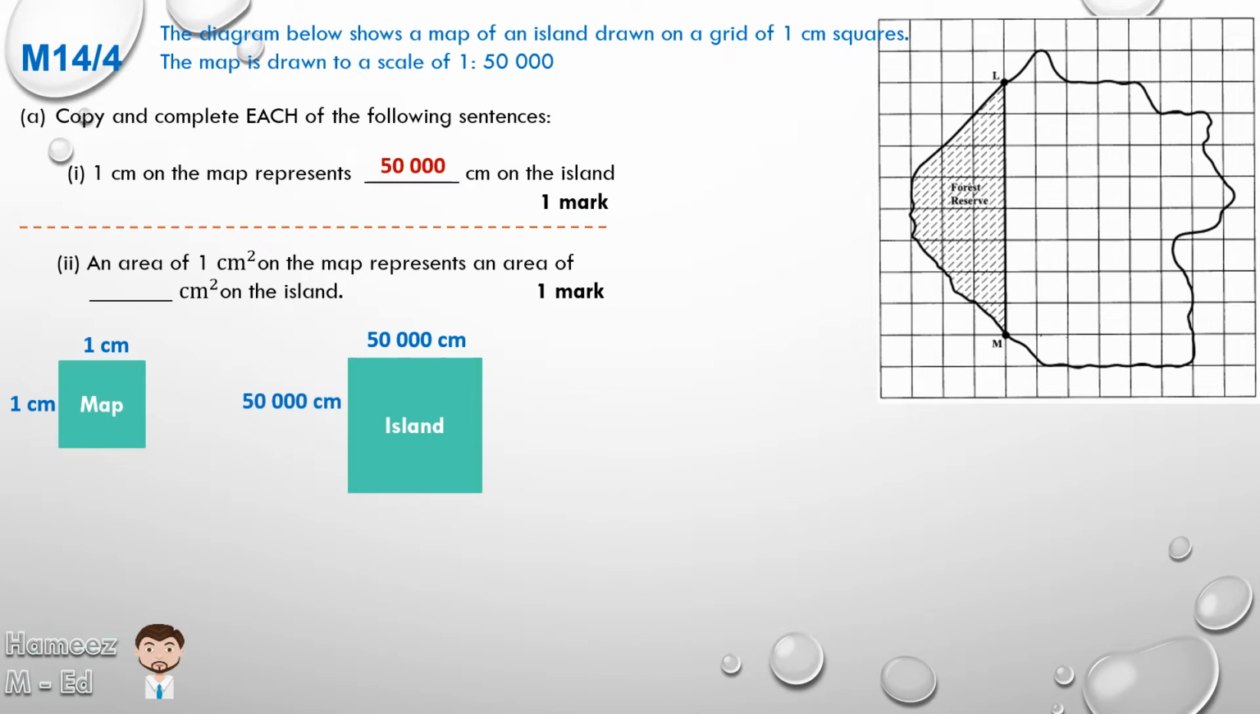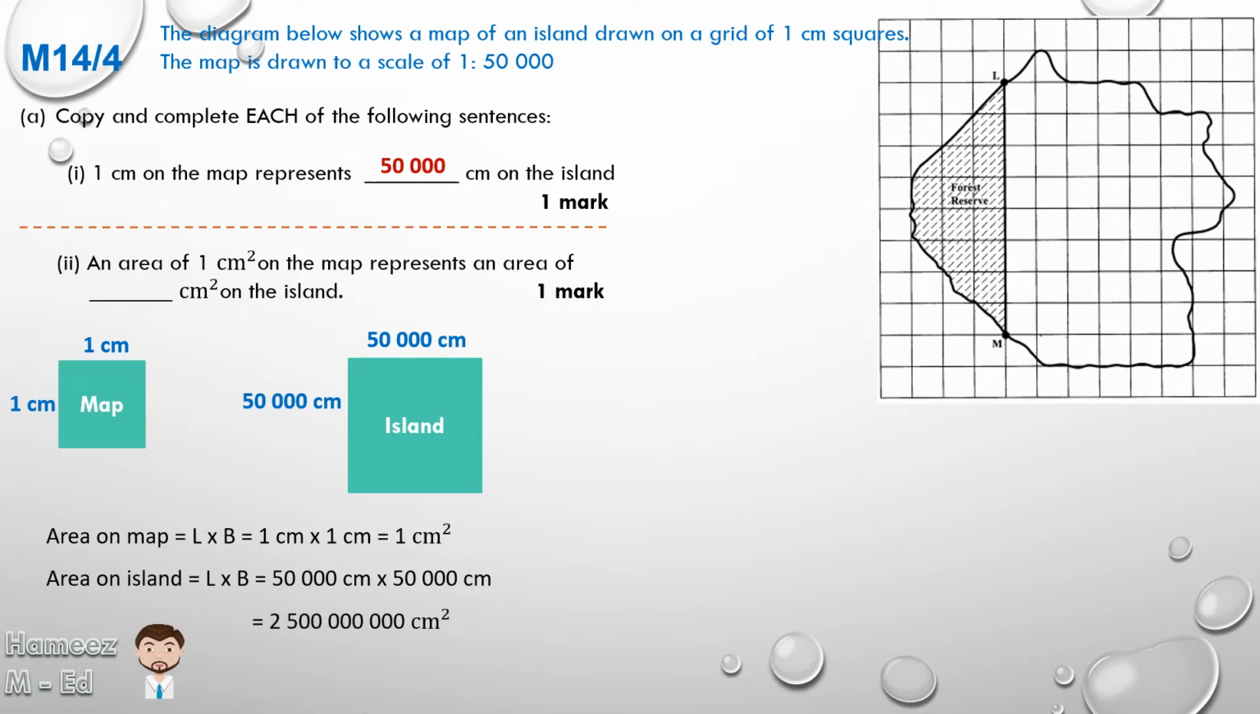Area on the map is length times breadth, which is 1 cm by 1 cm, which is equal to 1 centimeter squared. And area on the island, it's still length by breadth, but each side is 50,000 cm by 50,000 centimeters. And that works out to be, using your calculator, 2,500,000,000 centimeters squared. That's a little cumbersome writing such a large answer, so we can write it as 2.5 by 10 to the power 9 centimeters squared.